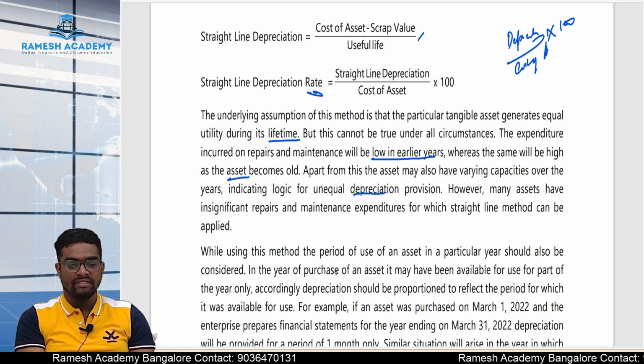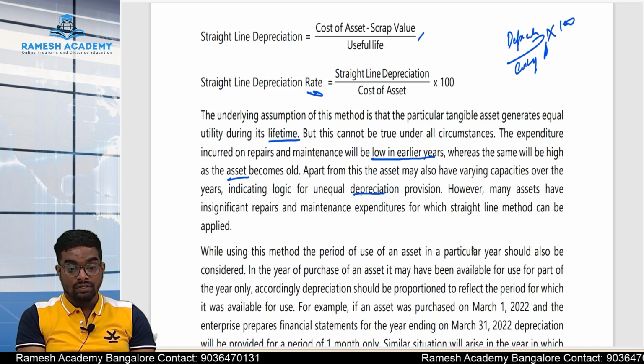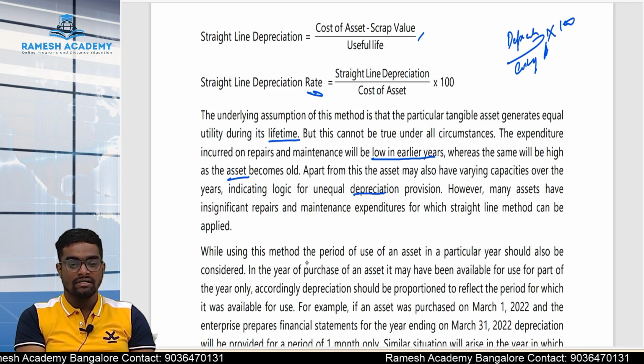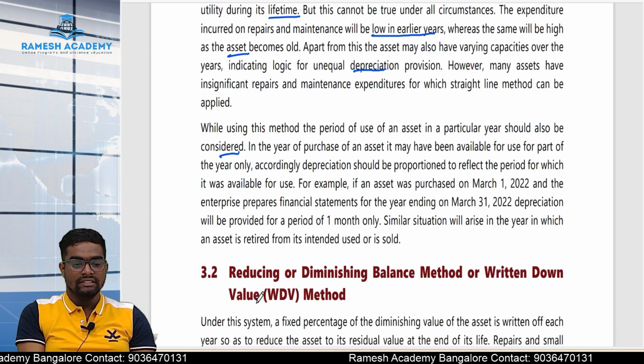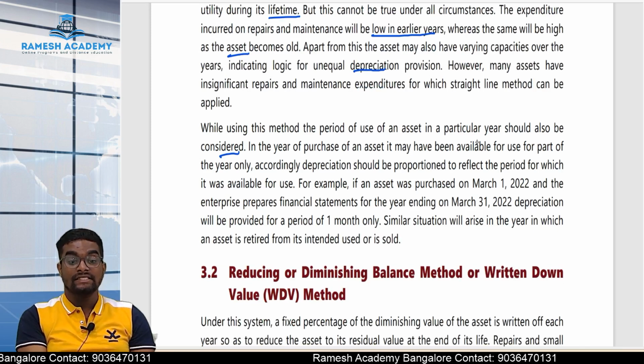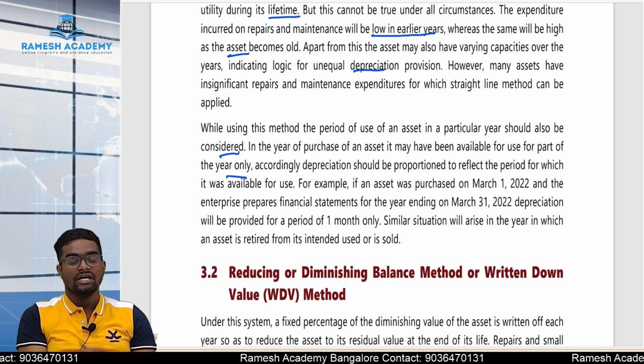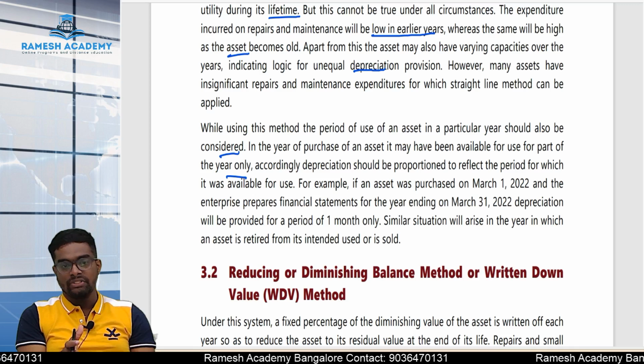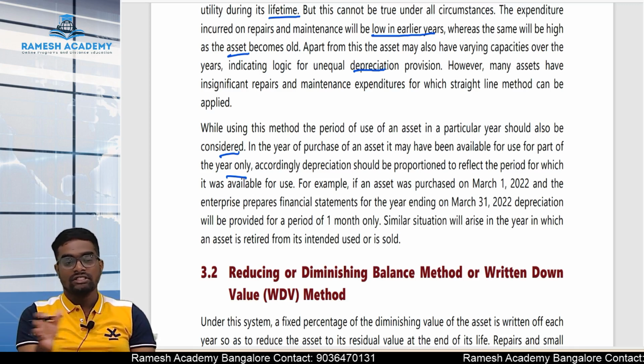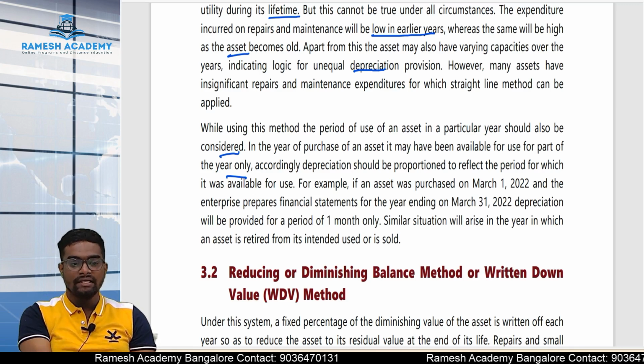While using this method, the period of use of an asset in a particular year should be considered. In the year of purchase, it may have been available for use for part of the year only. So if you have purchased at the mid of the year, you have to charge depreciation for only 6 months, because you can't charge it for a whole year because it came at the mid of the year.